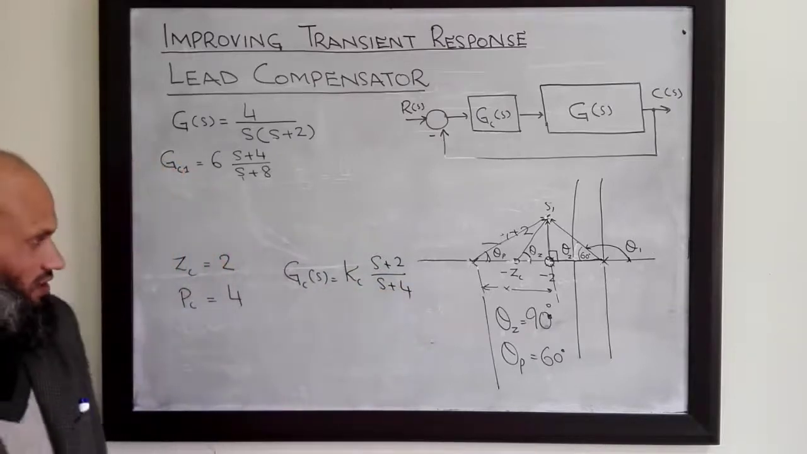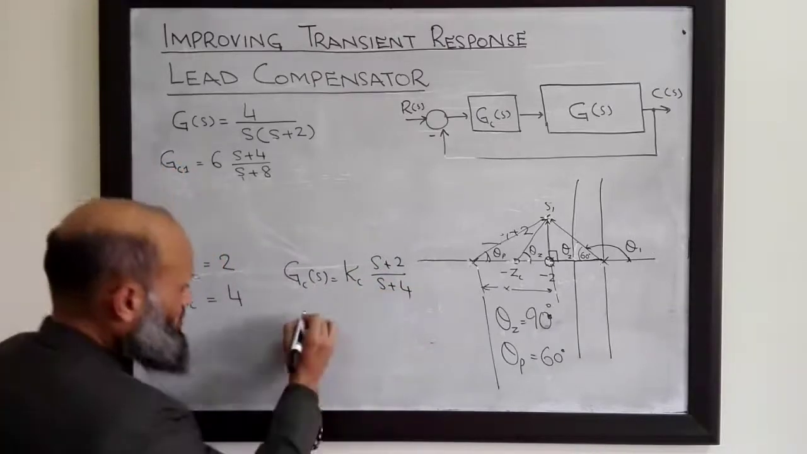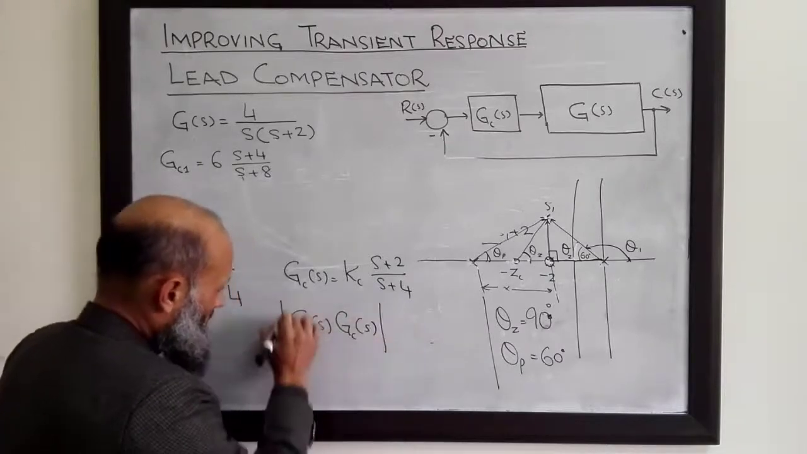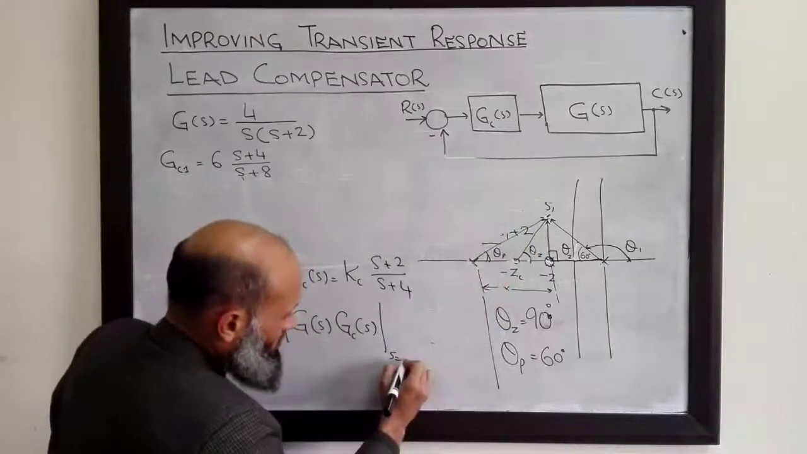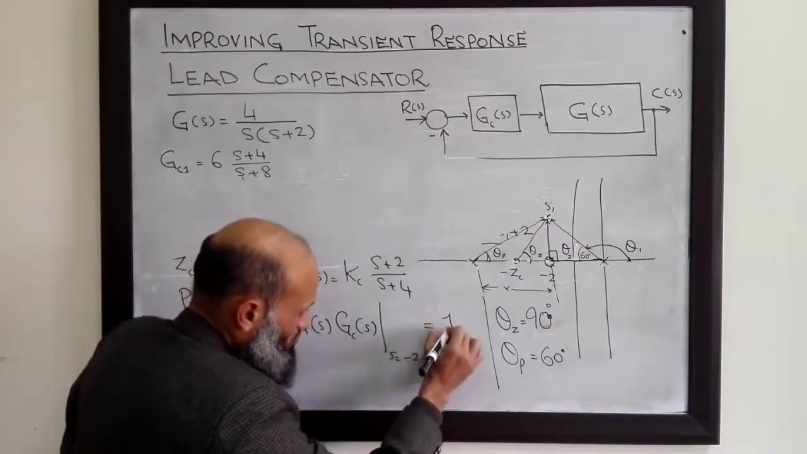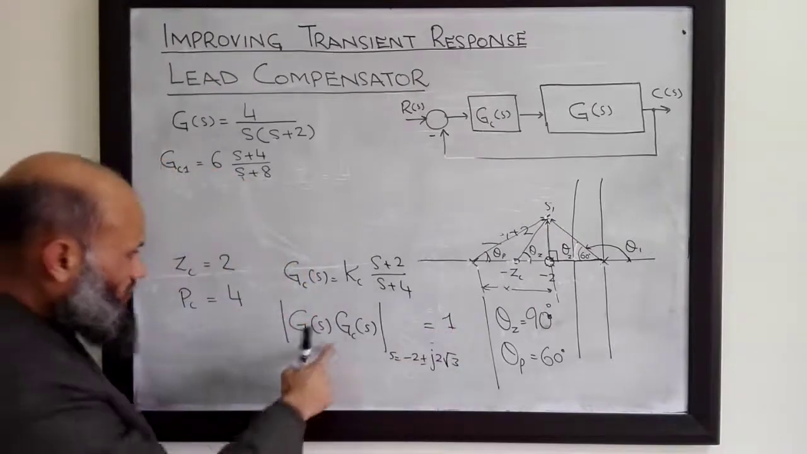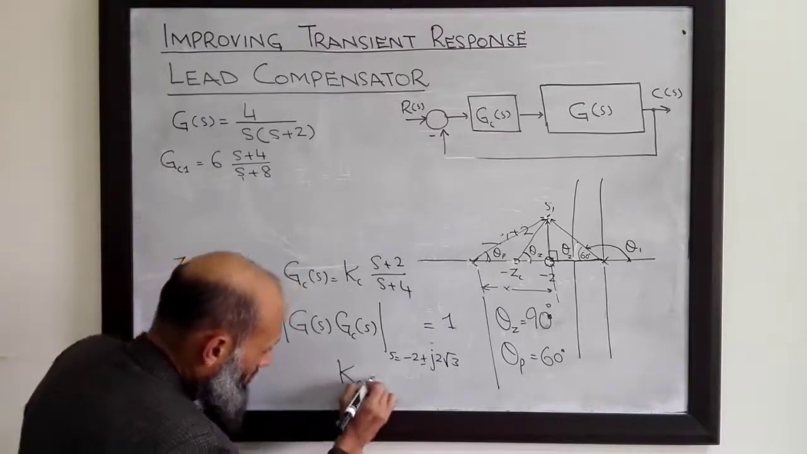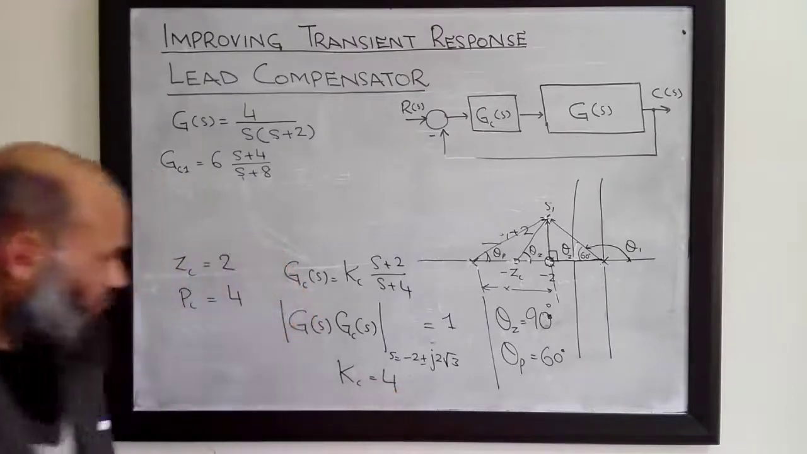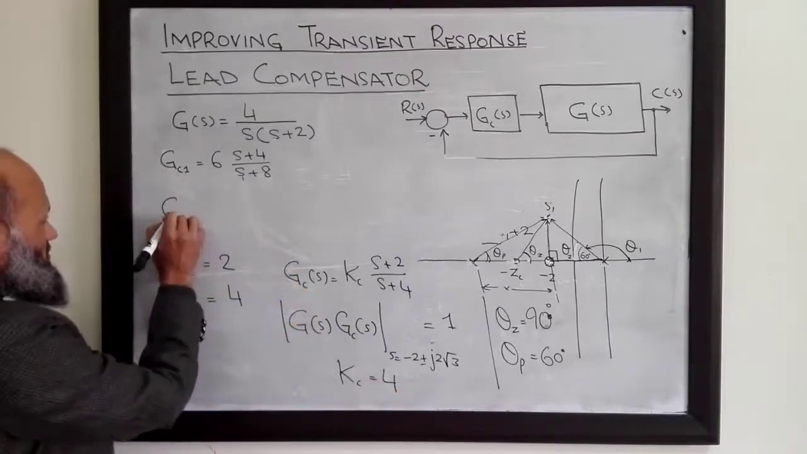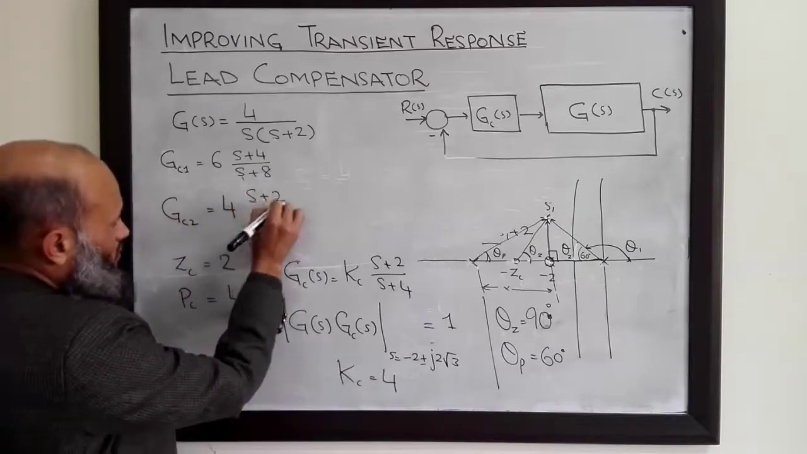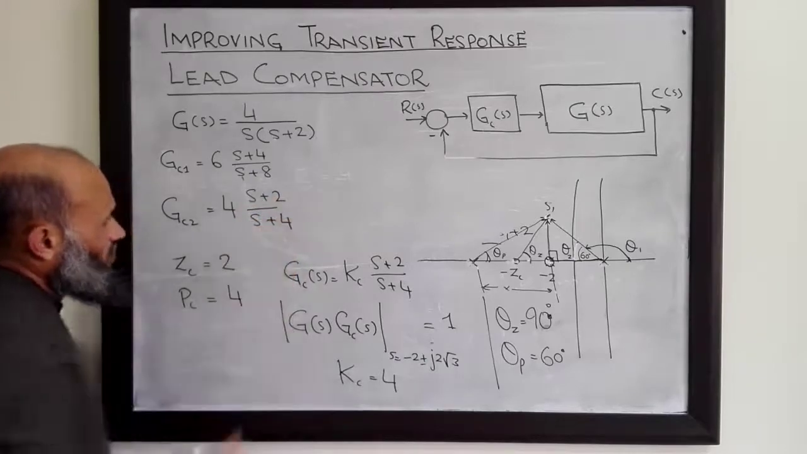In this case, Kc can again be determined from the magnitude condition, that is, this condition: Gc(s) at s equal to this point, minus 2 plus j 2 square root of 3, must be equal to 1. From this magnitude condition we can compute Kc, which comes out to be equal to 4. So our second designed compensator has the transfer function given by 4 (s plus 2) over (s plus 4).